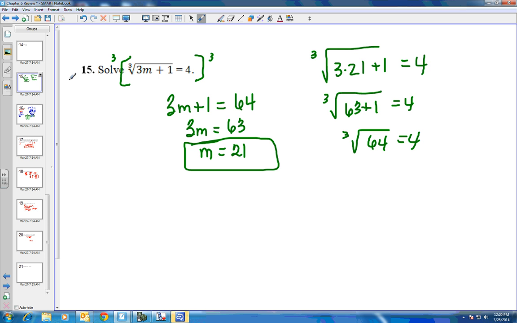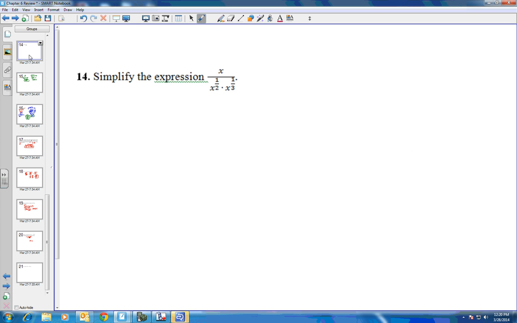Okay, 14. Simplify the expression. We had one like this on the worksheet. Which part should I do first? The bottom part. So I have x, and on the bottom I have the same base, so I keep my base, and I have to add my exponents. So my common denominator is 6, so this is 3/6 plus 2/6, 5/6. So now I have x to the 5/6.